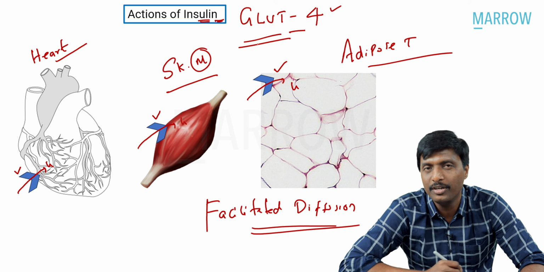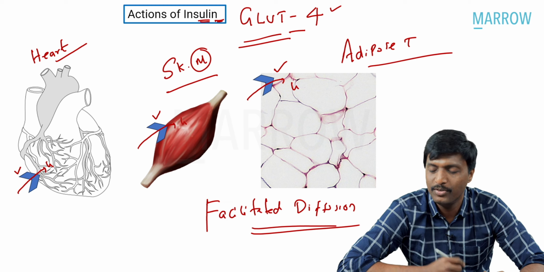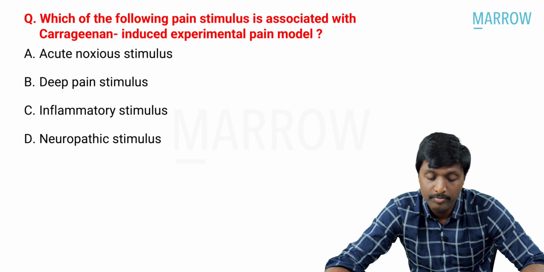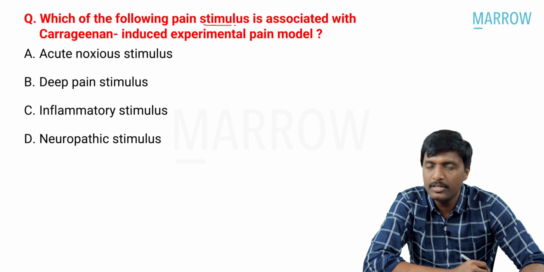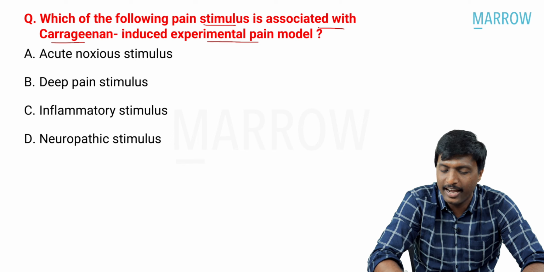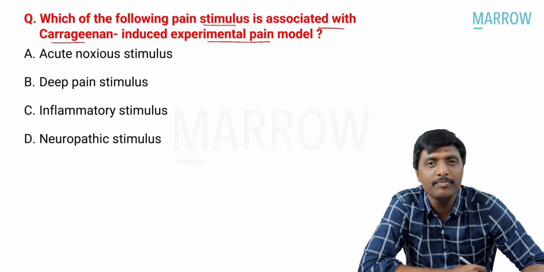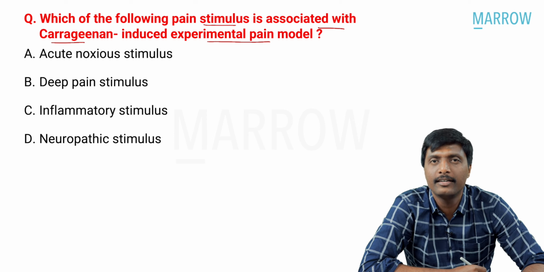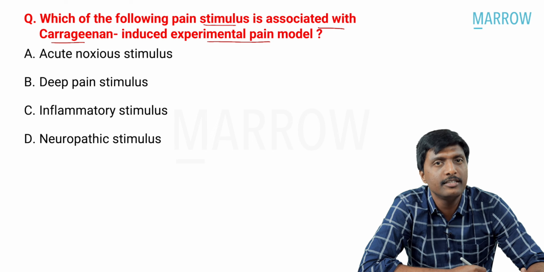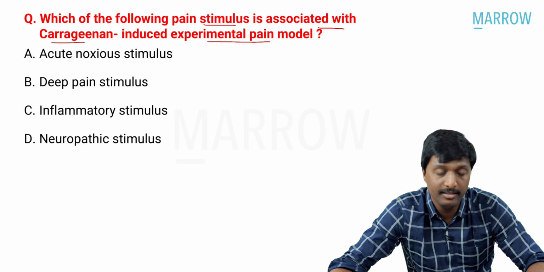Which glucose transporter? GLUT4. And finally, one more question, which is actually a brand new question. What is that question, sir? Which of the following pain stimulus is associated with carrageenan-induced experimental pain model? What is this model? This is a new question. So you need to understand the discussion here, which is actually new to most of us. The answer for the question: this model is useful to study inflammatory pain. So the answer is C.